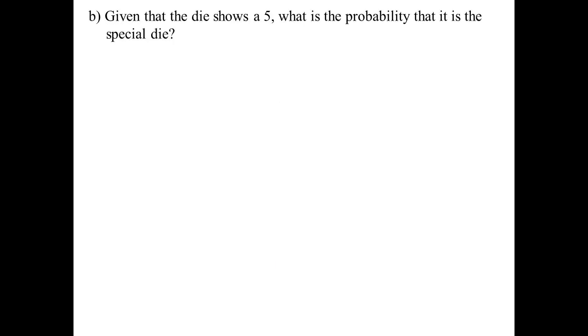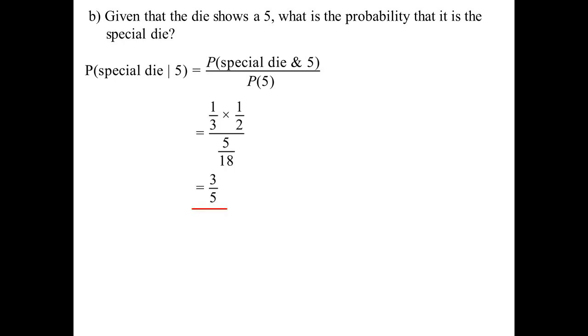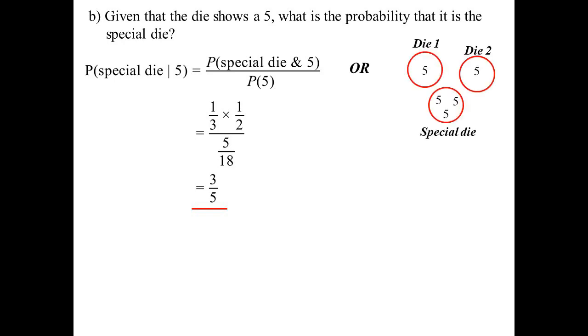Given that the die shows a 5, so there's the known condition, what's the probability that they selected the special one, the one that had 3 fives on it? Probability that we got a special one knowing that we rolled a 5. Well, that would be the probability of the intersection, that both things happened, 5 and the special die, divided by the probability of rolling a 5, which we just worked out in part A. So special die and 5, well, that was the 1/3 times a half, over the answer we just worked out, 5 on 18. We get a 3 in 5 chance.